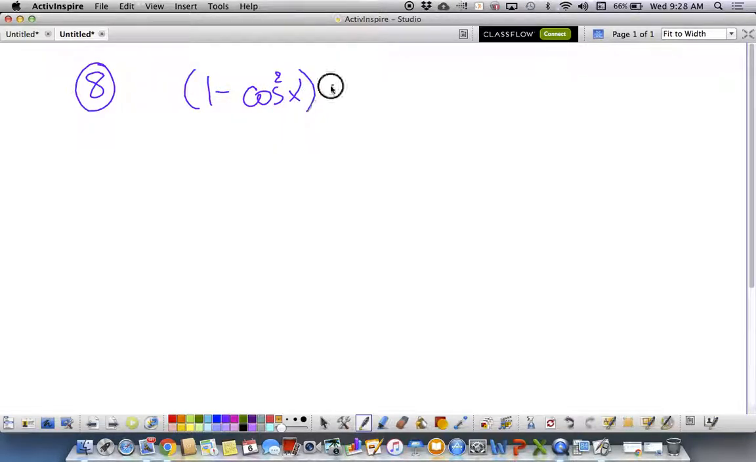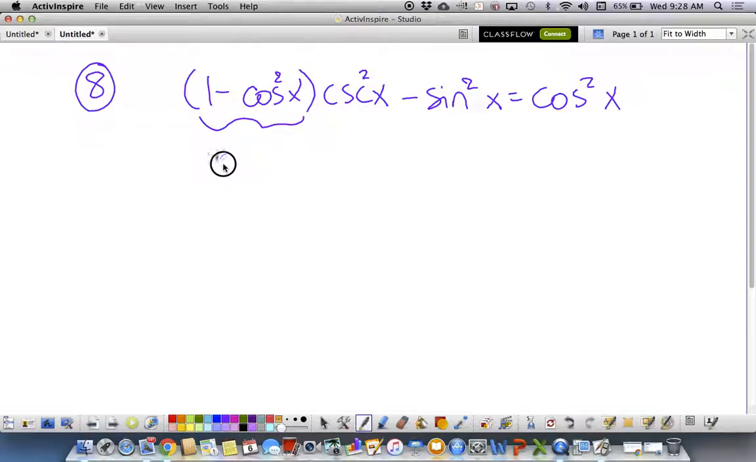Cosine squared times cosecant squared minus sine squared, everything is squared, equals cosine squared. So that's your problem for number 8. You want to rewrite it. What do you know about some things? It's 1 minus cosine squared x is sine squared x. Okay, so this piece is sine squared x, and then we have this times cosecant squared x minus sine squared x.